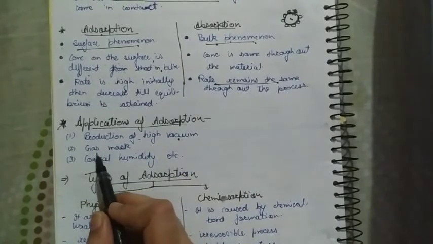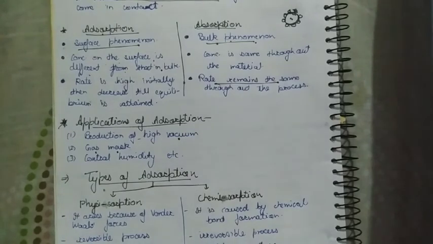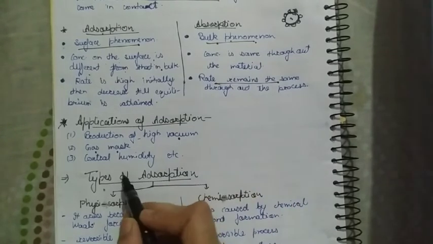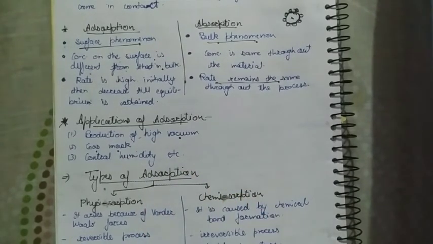And secondly, it is used in gas masks. Some gas masks are prepared so that poisonous gas does not enter inside us. And control of humidity, the most common example I've just said is silica. To control the humidity, it is suggested that you put silica packets in your shoes or in your bags or anywhere else where you think the moisture can damage your stuff.